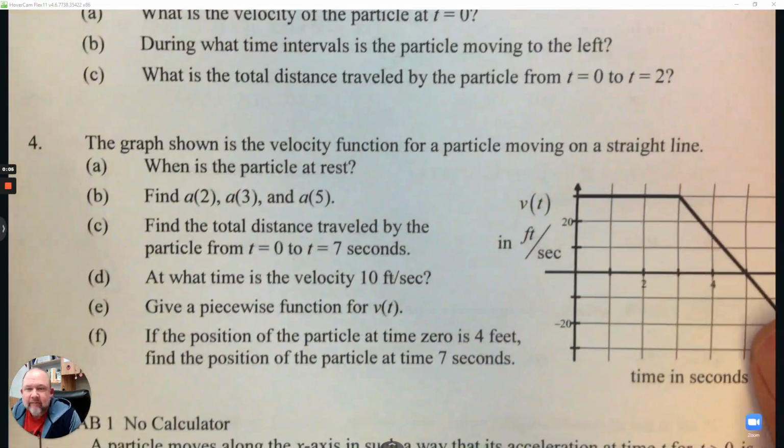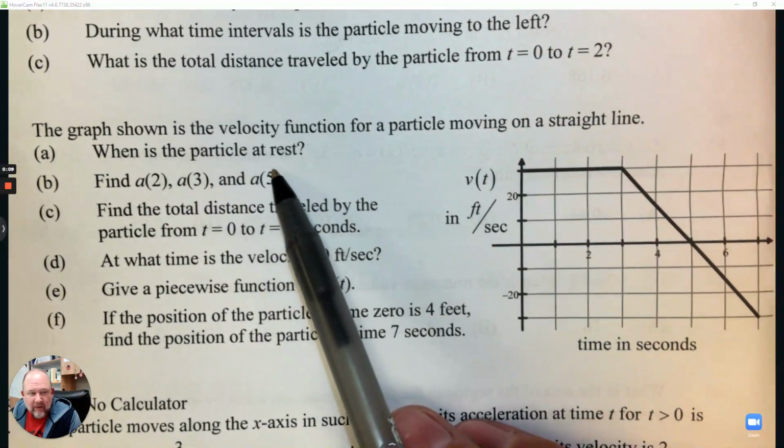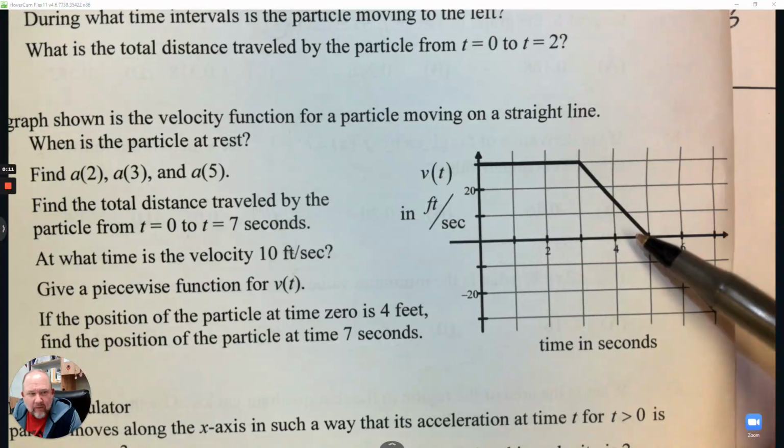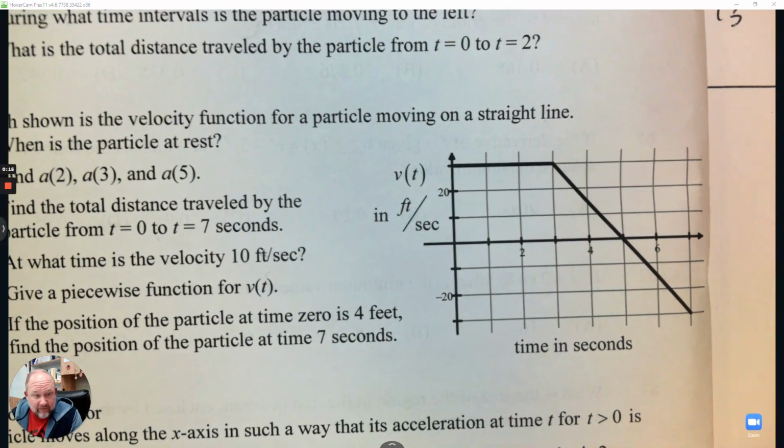Not much left. So a graph is shown there. This is the velocity graph. When is it at rest? So think, when is it at rest? When it's equal to 0, right? So at what time is it 0? And the answer is 5.